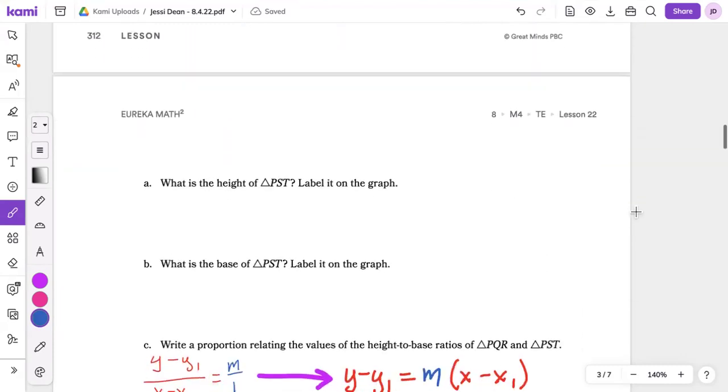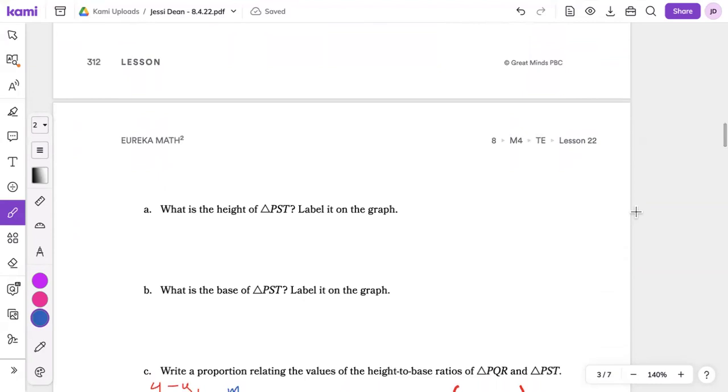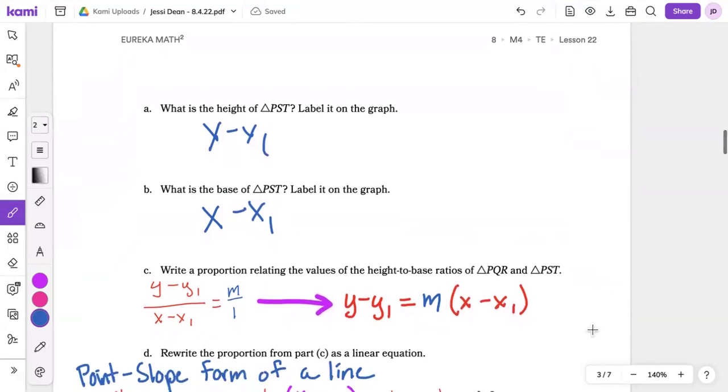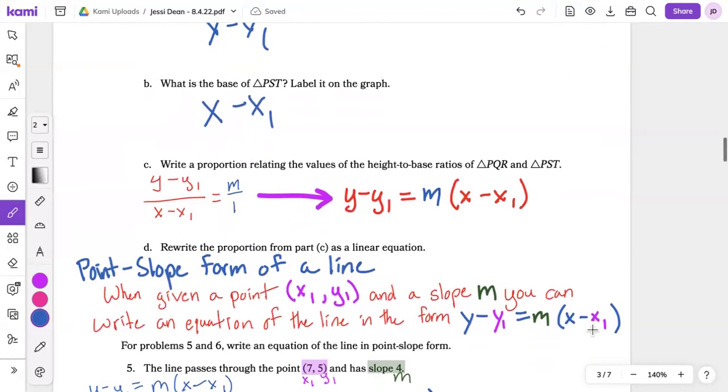So to quickly go through all of these, the height of PST, as it just said, was y minus y1, and the base is x minus x1. And then your proportion here is going to be y minus y1 over x minus x1 equals m over 1. And when you rearrange that, you get this form, y minus y1 equals m times the quantity x minus x1. And that's going to be point slope form of the line.